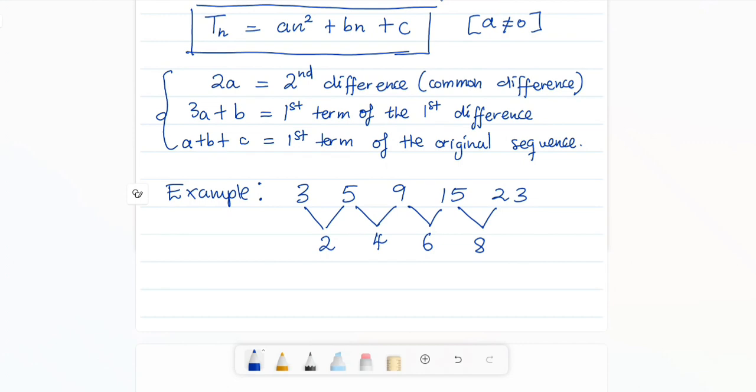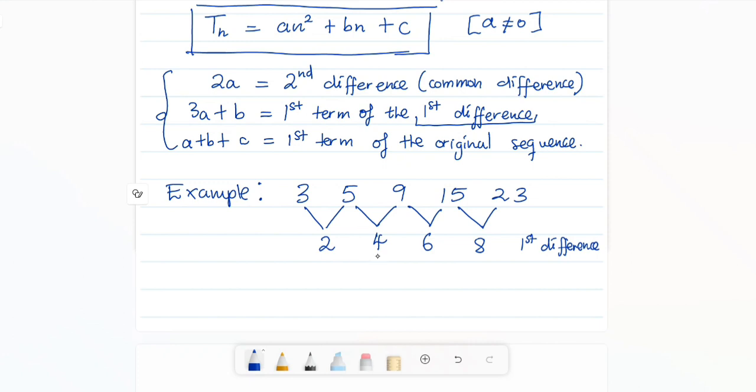So this is what you call the first difference, okay? In case you're wondering what I was referring to when I said first difference up here, that's what I meant by the first difference. So this is the first difference. All these numbers are in the first difference.